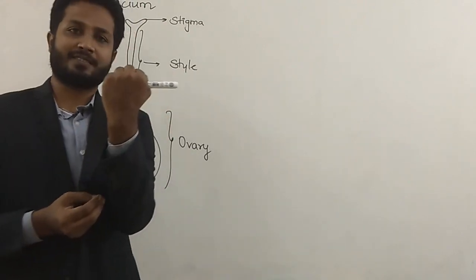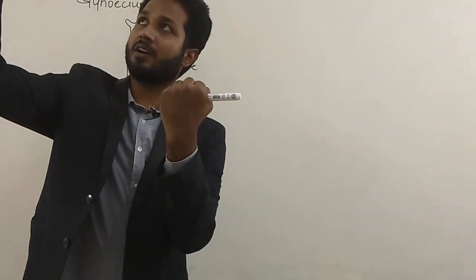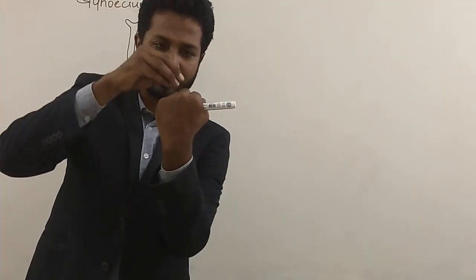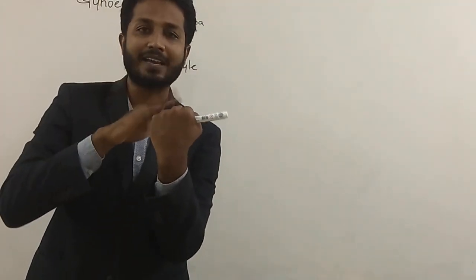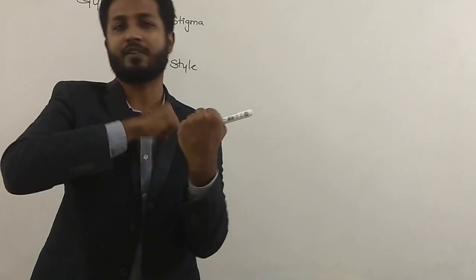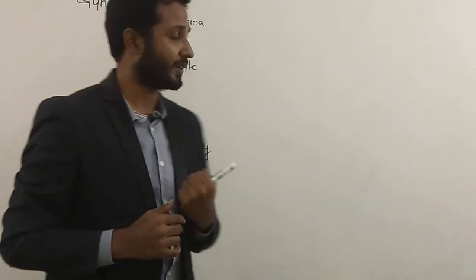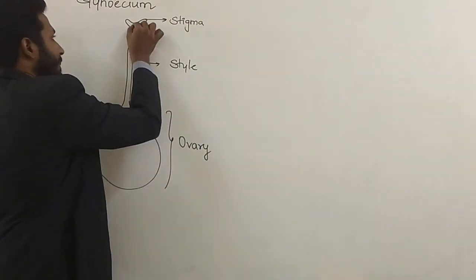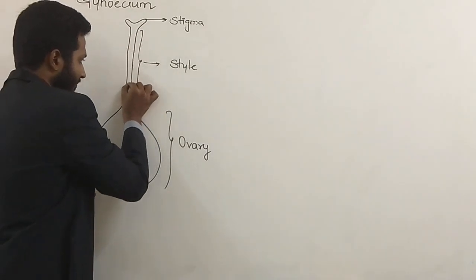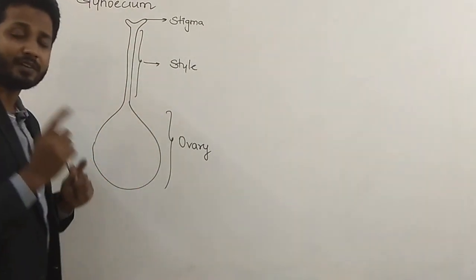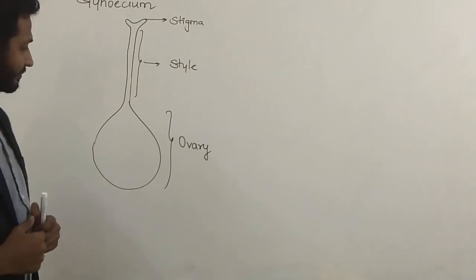So imagine that this is the stigma. Pollen grain is gonna come and it's gonna settle onto the so-called stigma. Since stigma is receiving pollen grain, that is why we call it as receptacle. Okay? Then style is meant for penetration of pollen tube. Ovary is the one which is gonna develop into fruit.